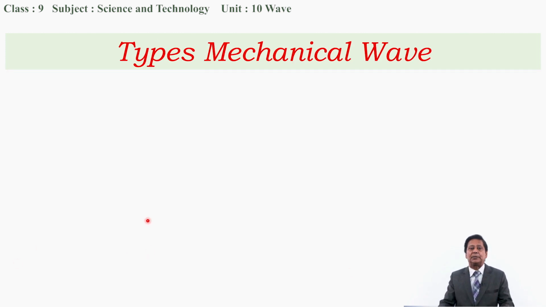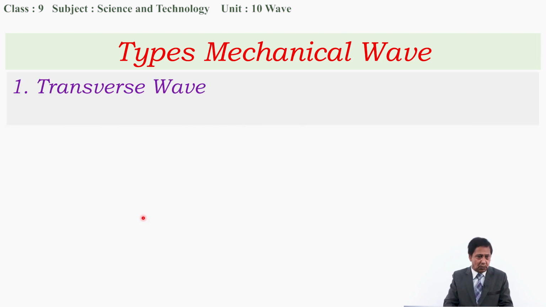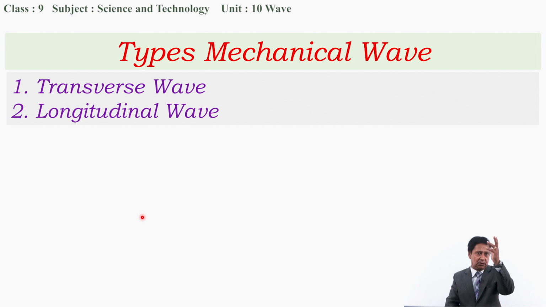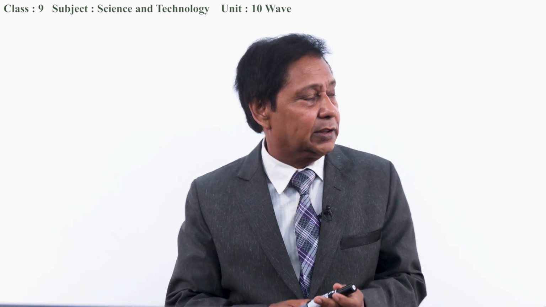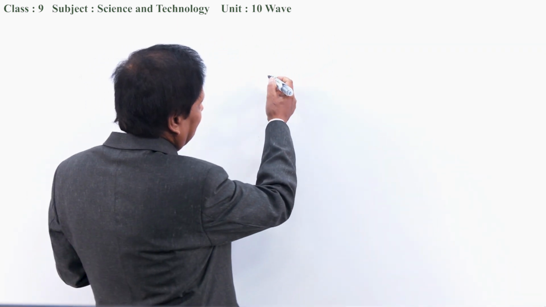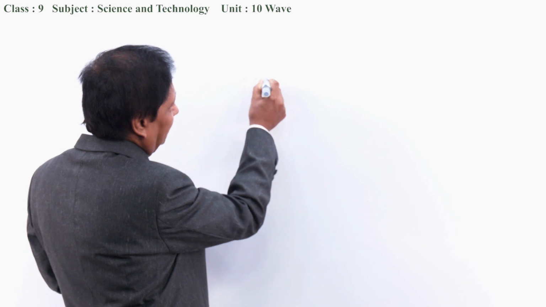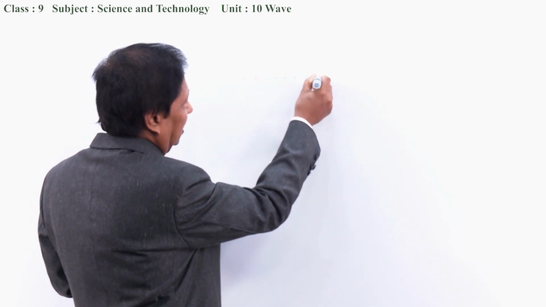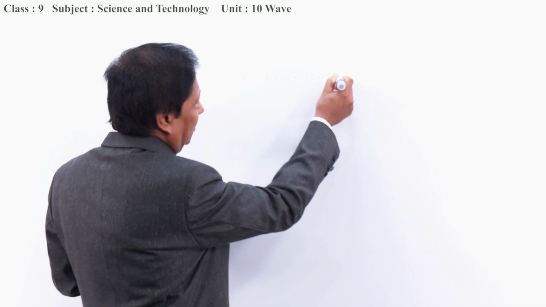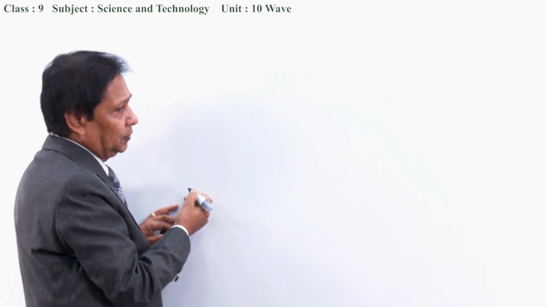There are two types of mechanical wave: transverse wave and longitudinal wave. Now let's go through transverse and longitudinal waves. What is a transverse wave? A transverse wave can be understood this way. Okay, look at the board. Let's say these are the particles of the medium. Let's say this is a water surface and the particles of the water surface are not moving.